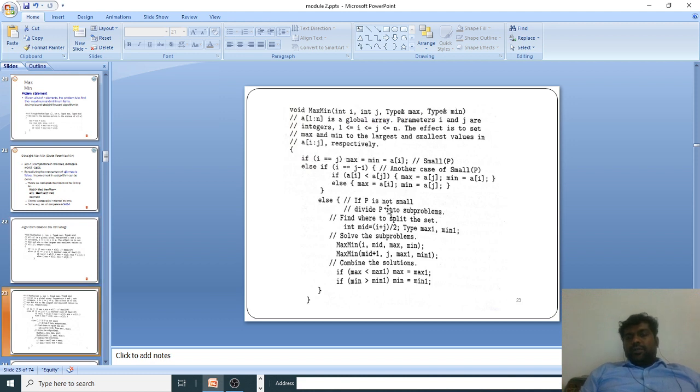Next, what if there are hundreds of elements? If there are hundreds of elements, then you're going to find the mid: mid equals (i plus j) by 2. Then you're going to apply the recursive MaxMin on the left hand side, and apply the recursive MaxMin to find the max and min on the right hand side, and then you're going to combine the solutions. That is, if max is less than max1, max will be max1. If min is greater than min1, min will be min1.